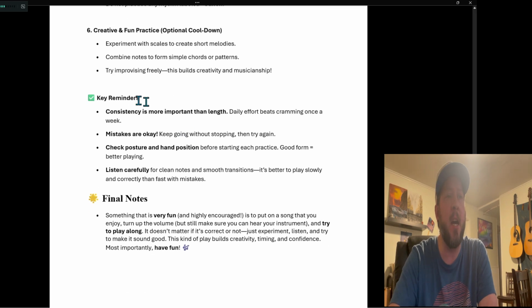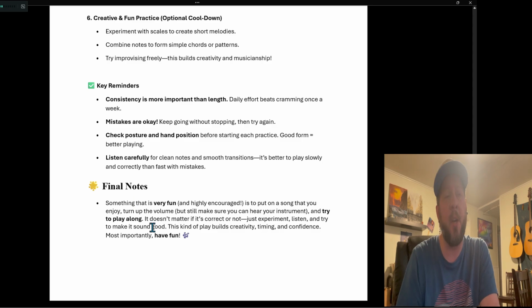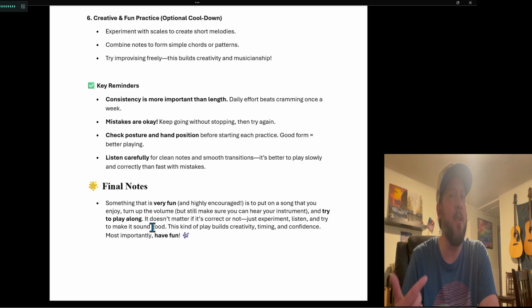Here are some key reminders, of course, that you guys can go over. Final notes, also very highly encouraged. Put on a song that you really like. Turn up the volume on it. Not loud enough to where you cannot hear your instrument, but you're going to try to play along with your instrument. And you're going to just try to find notes that may sound like they fit in the song, right?